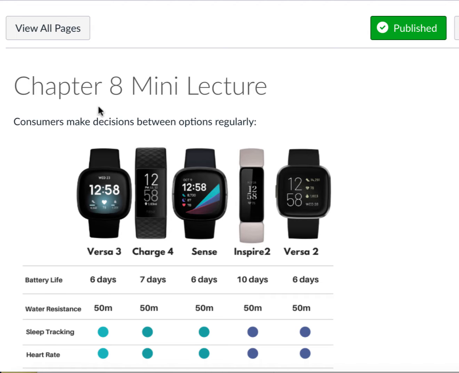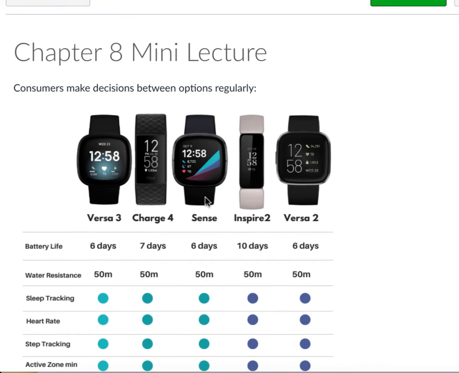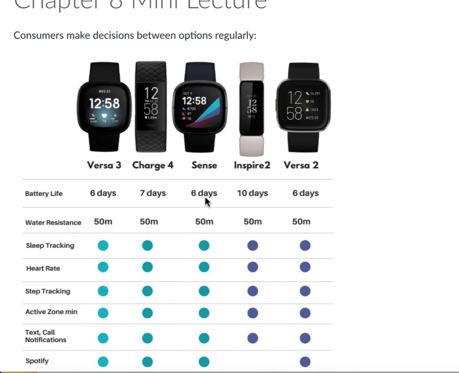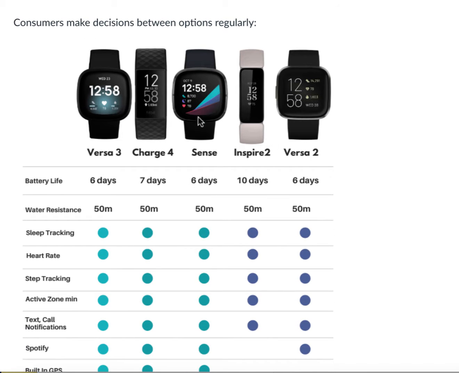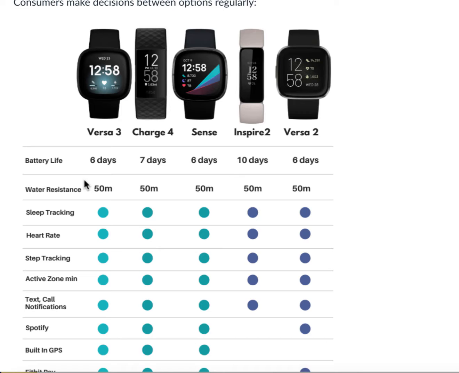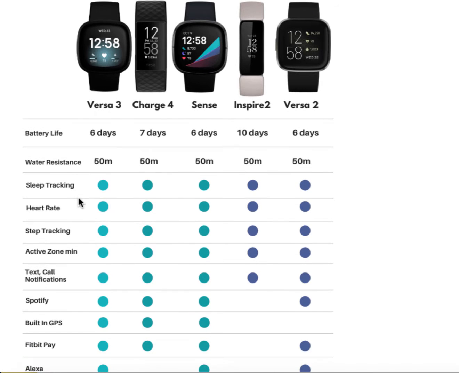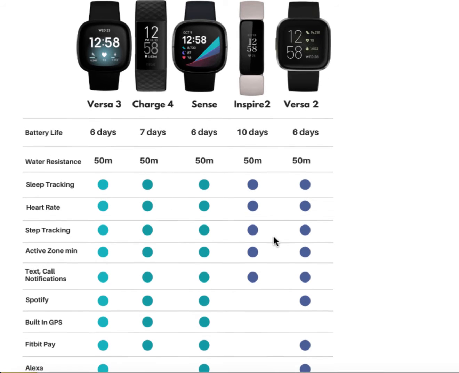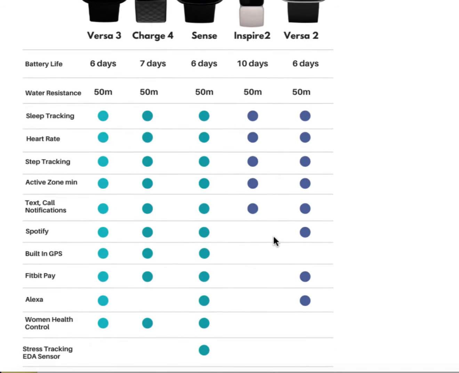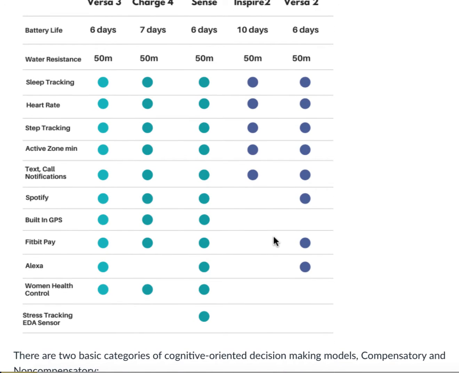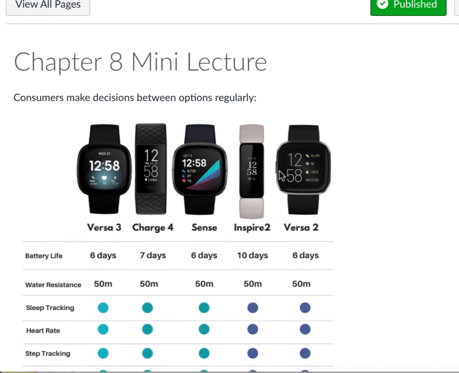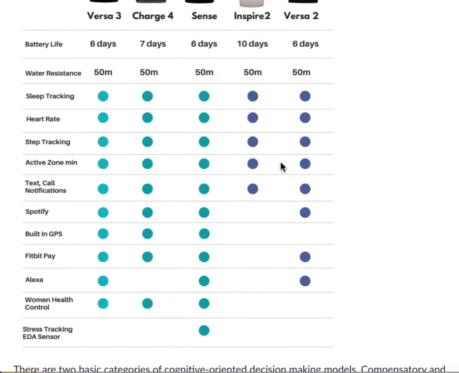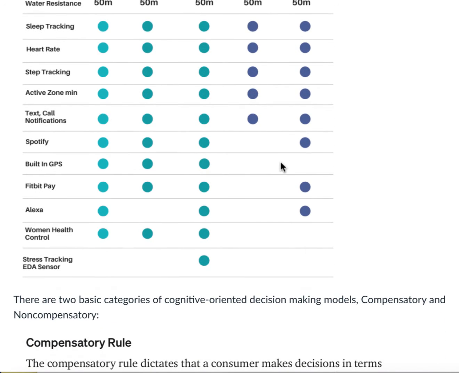So here we can see a situation where a consumer might be trying to make a decision about a smartwatch. You can look at the different models of a smartwatch, and you can look at the different attributes of the smartwatch and compare them on their performance on these different attributes. So clearly, consumers are faced with decision-making contexts such as these. So given this context, what will the consumer choose? It depends on the decision-making rule that they use.